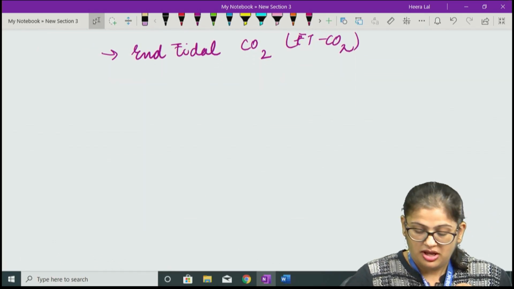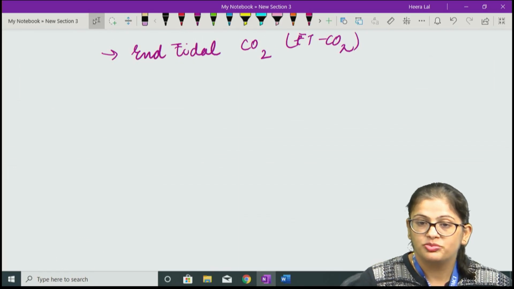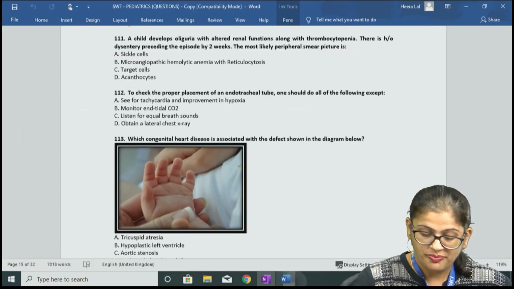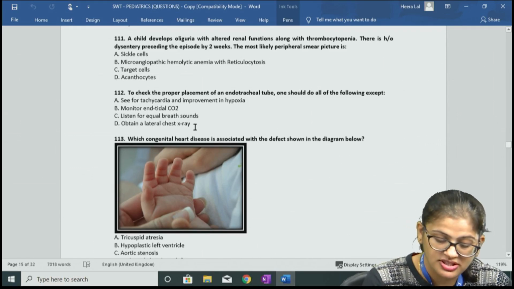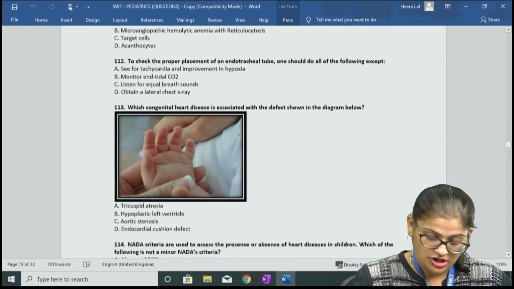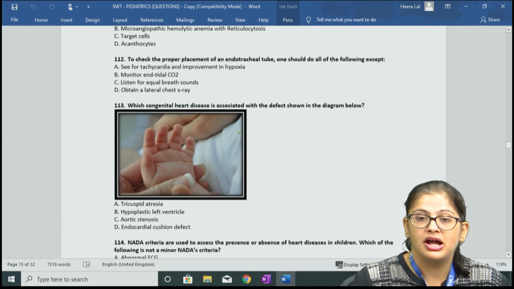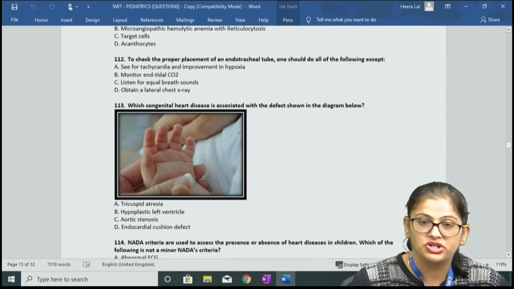Similarly, a frontal X-ray can also be done to see the position of the tube. A lateral X-ray is not done to check the position of the tube, so this is the wrong answer here. So for question number 112, the correct answer is option number D.